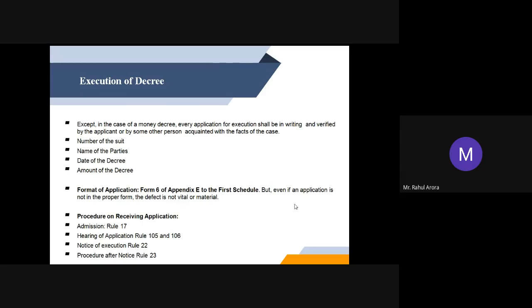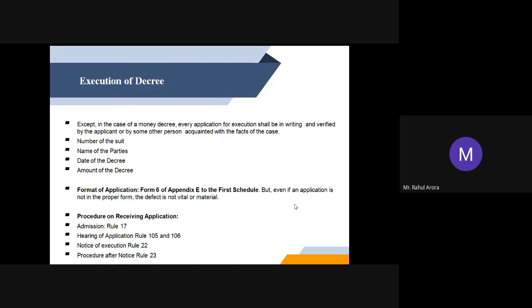Now I would like to move further. What is the procedure on receiving an application regarding execution of a decree? The procedure is mentioned as under. Once the application has been received by a judge, then he may either admit or reject that application. And if he admits that application, then that application can be admitted under Rule 17 of Order 21 CPC.